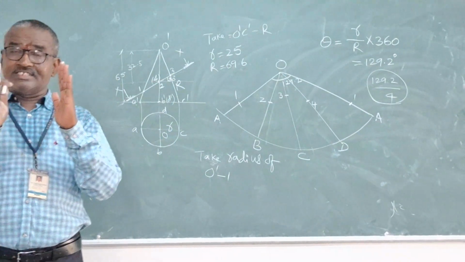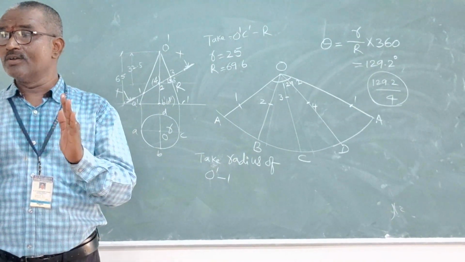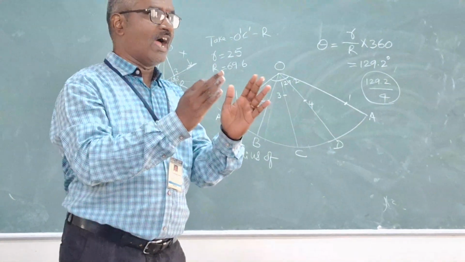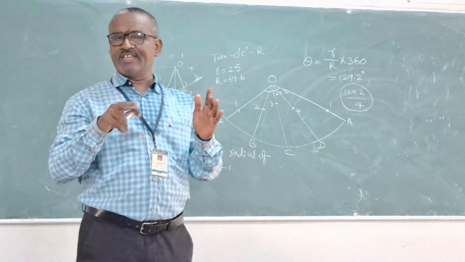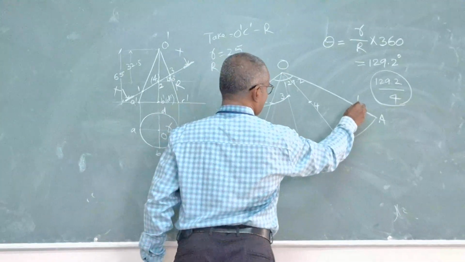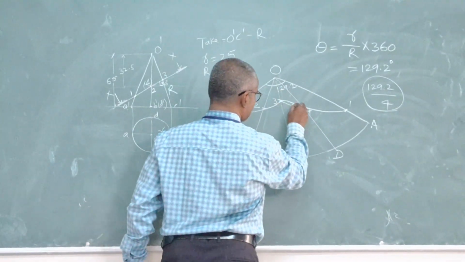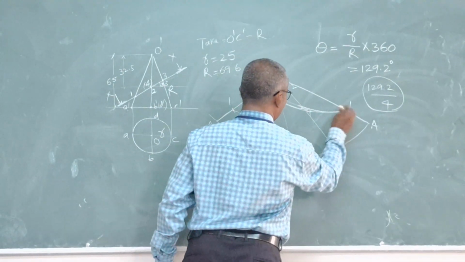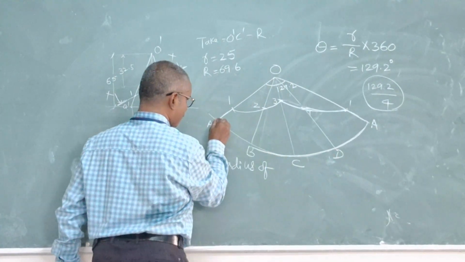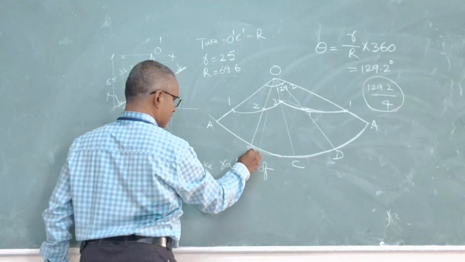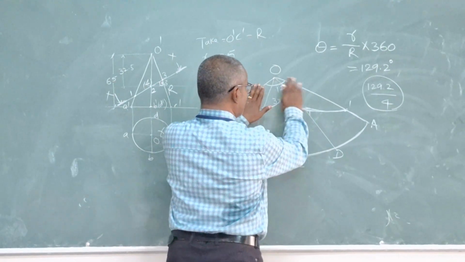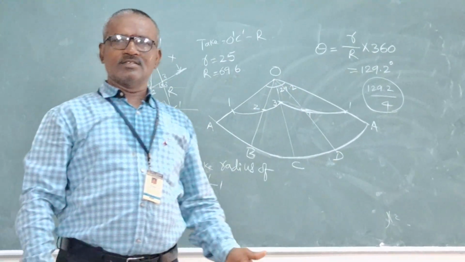Because it is a cone, pyramid is different and cone is different. Cones and cylinders have curved surfaces, but pyramids and prisms have straight edges. That is why here you get a curved surface. This is the development of the truncated cone. Only this area should be shown. This is the fifth problem.